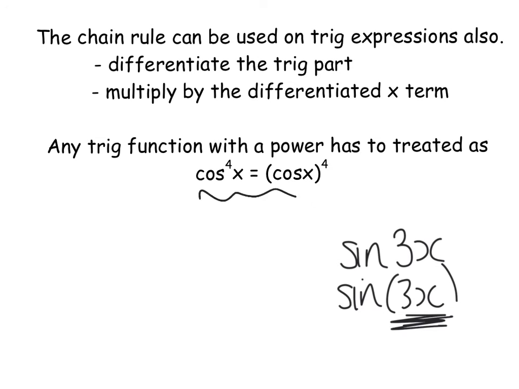Similarly, this wee bit here is important. If you have any cos with a power, remember that means you've actually got cos x to the power 4. It's not the x that's got the power 4. Common mistakes are to think that that is the same as that, but it's not. That looks like the power 4 is just with the x. The power 4 goes with the cos. That stands for cos times cos times cos times cos. And to be able to apply the chain rule, you have to write it like that.